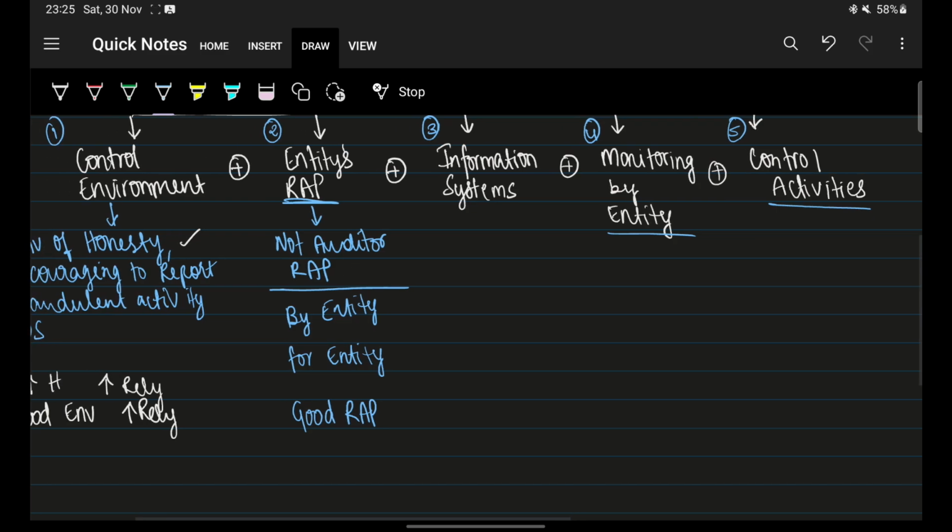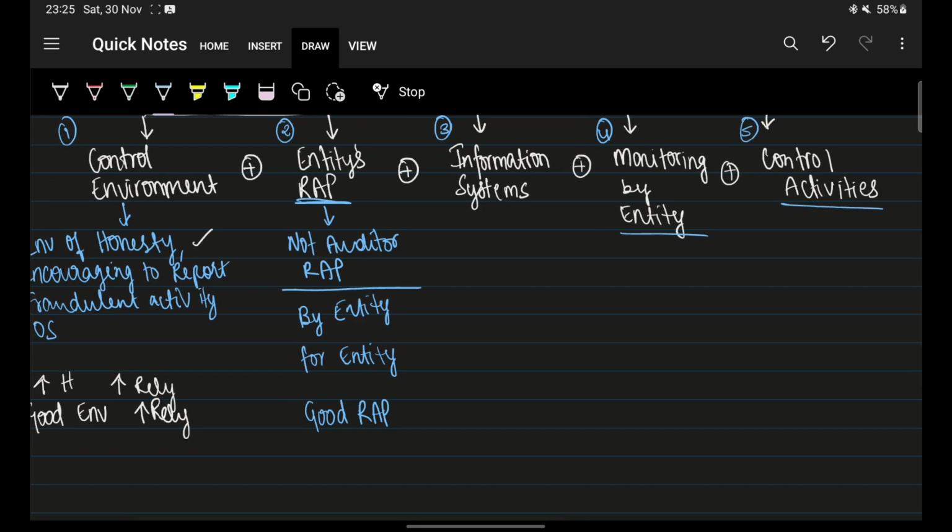So if the entity's risk assessment procedures are good, are they good at identifying risk, or are they examining the potential effect of that risk properly, right? And what are the actions they're taking, right? So that comes under the entity's risk assessment procedures. Okay.